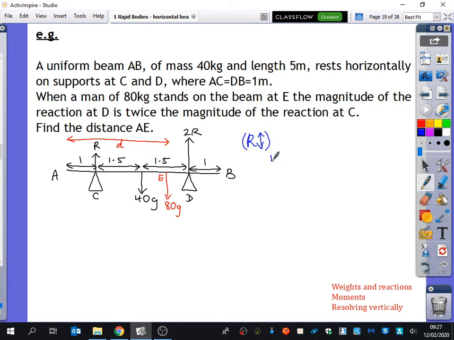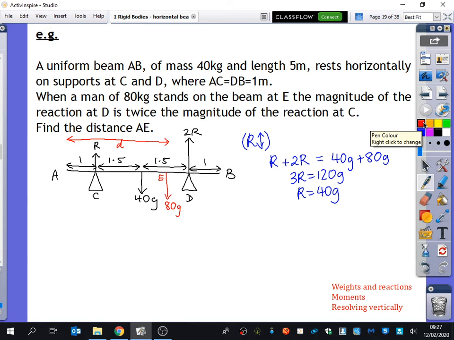So in the upwards direction, we have R plus 2R, and in the downwards direction, we have 40g plus 80g. So 3R is 120g. So R is 40g. So I'm going to go back to my diagram, and obviously when you're doing this on the whiteboards, it's easier because you can keep adding things to your diagrams. So I'm going to have 40g over here, and this one is 80g. Okay?